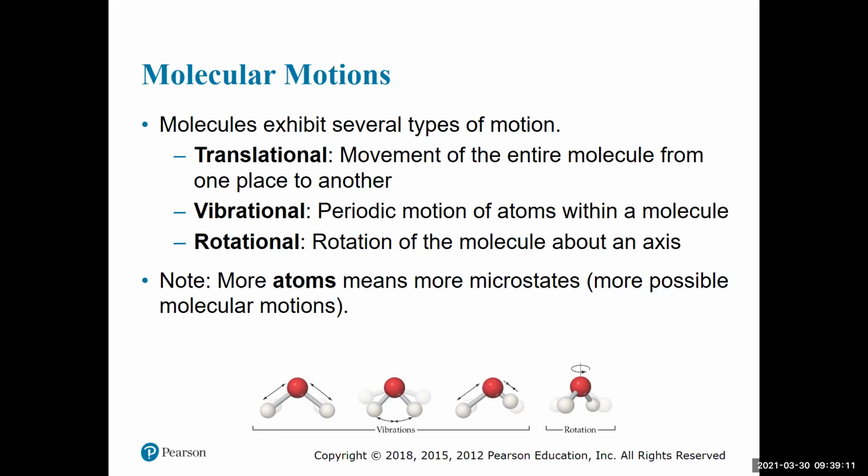And so what you see is that you quickly add up to a lot of microstates. And as you get more atoms and more complex molecules, that adds to it even more. So the point to this, I think the easiest takeaway is there's a lot going on with these molecules.